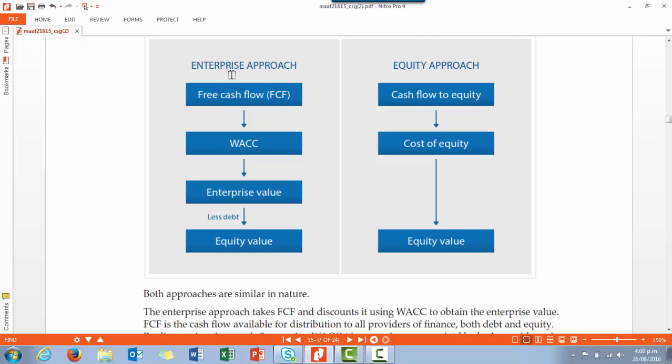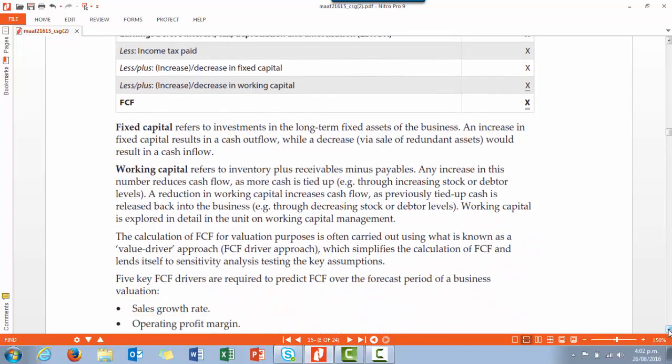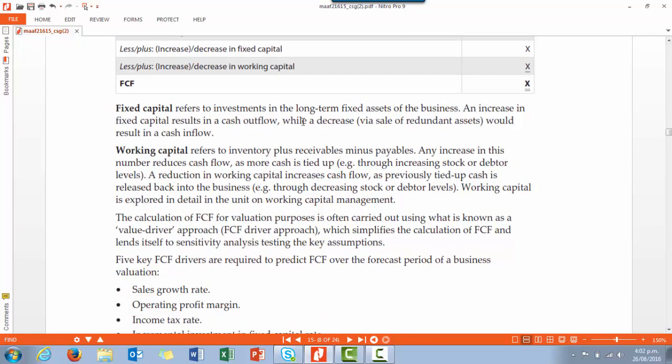We then discount that using the cost of equity in order to obtain the equity value. Now, in theory, the two equity values should be the same. Here we have a definition of free cash flow. It's the cash available to pay returns to both debt and equity providers. This table here gives an example of how free cash flow would be calculated. It includes investment in fixed assets or sale of fixed assets, as well as increases and decreases in working capital.